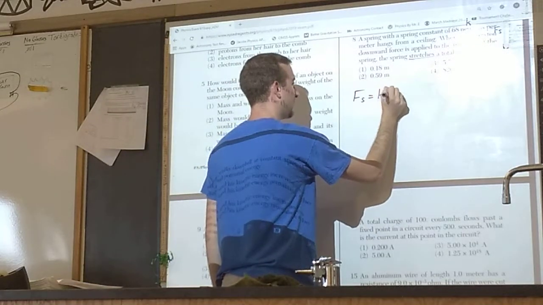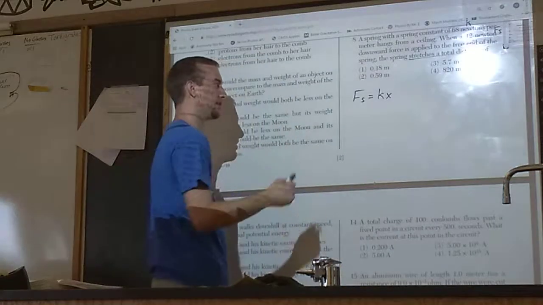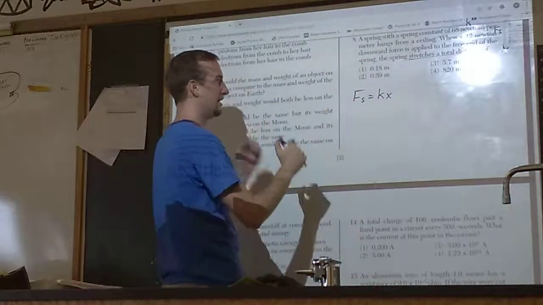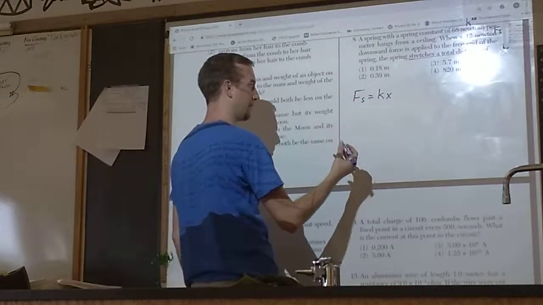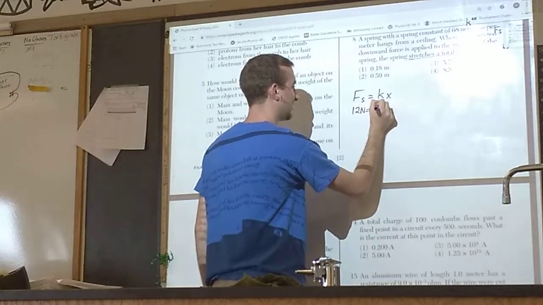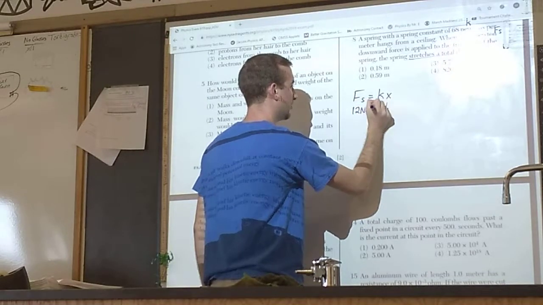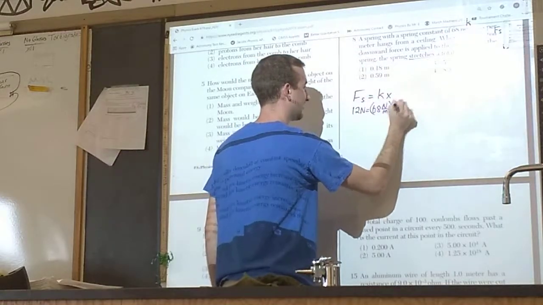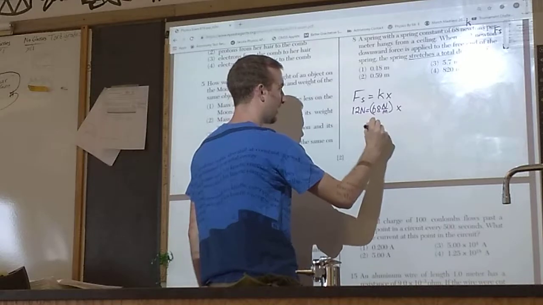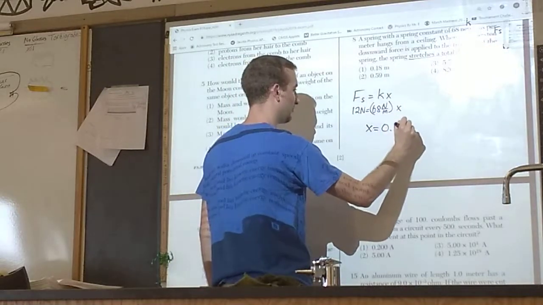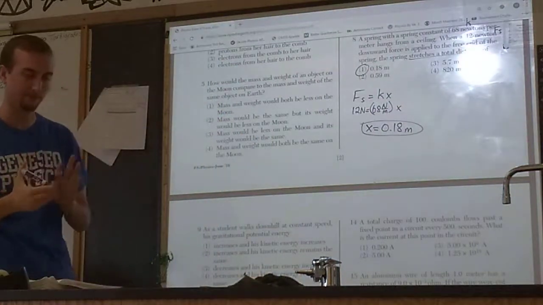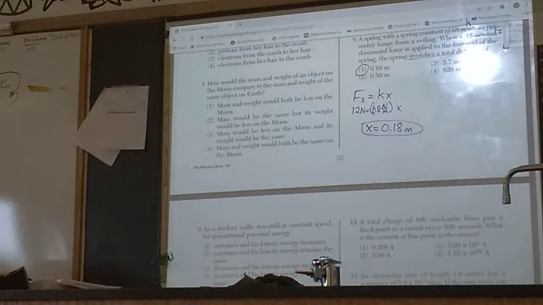The equation that we use, that is on the reference tables, which you learned, is the spring force is equal to the spring constant multiplied by the total distance it stretches from equilibrium. It's a 12 newton force and a 68 newton per meter spring constant. We solve for x by dividing by 68. We end up with about 0.18 meters. That again is answer number 1. There's the first page. I'll be back for the second.